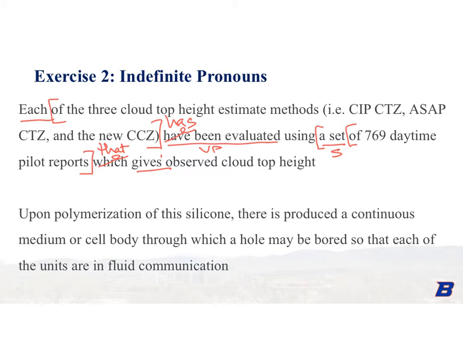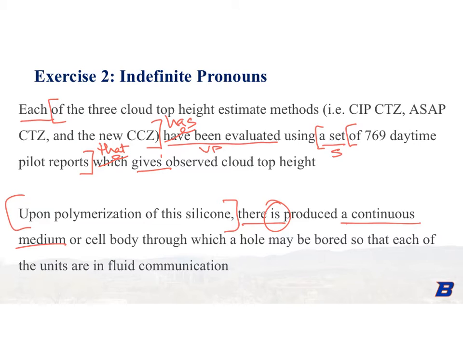The second one is the same error. So, "upon polymerization of the silicon, there is produced..." So there's that "there is" thing here. You just want to check and make sure that what follows the "there is" is singular. So this is your introductory phrase, and then we have this dummy subject "there," and what follows the verb needs to match. So this is singular, so it's a continuous medium.